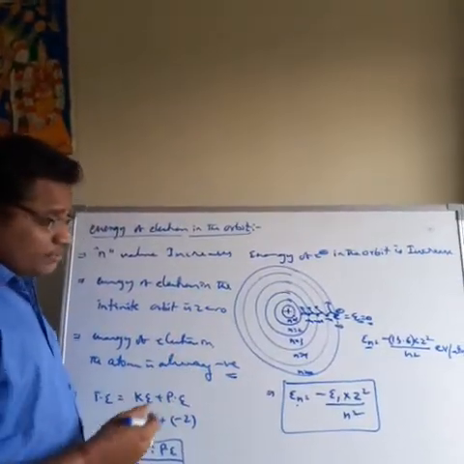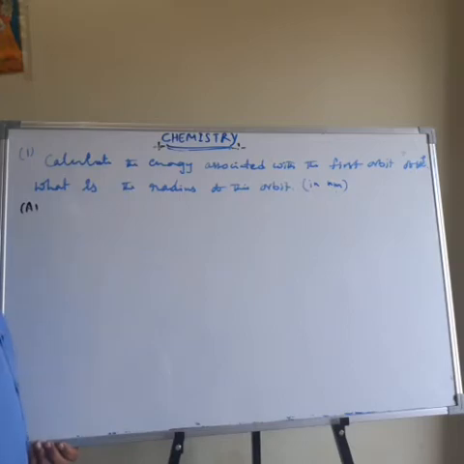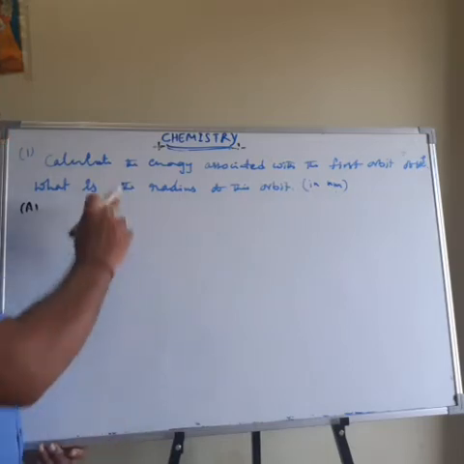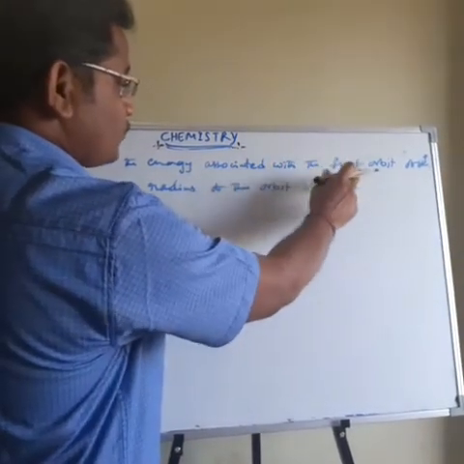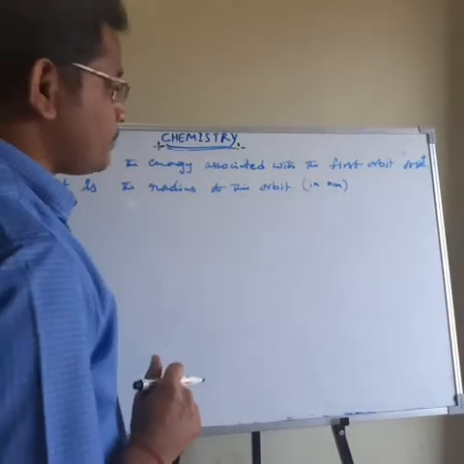The next one is problems. Let us see the first question that is related to the energy of electron in the orbit. Calculate the energy associated with the first orbit of He plus ion. What is the radius of this orbit?